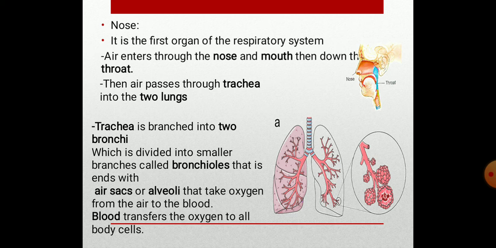Okay, so first nose, throat, trachea, 2 lungs, and inside our 2 lungs, the trachea is branched into 2 bronchi. The 2 bronchi are divided into smaller branches called bronchioles, which end with air sacs or alveoli. The alveoli take oxygen from the air to the blood. The blood transfers the oxygen to all body cells. Okay, I think it's so easy now.